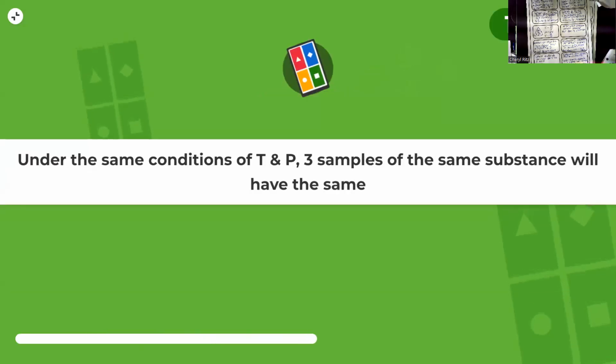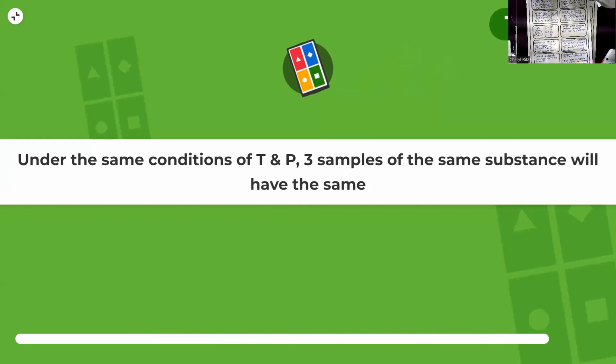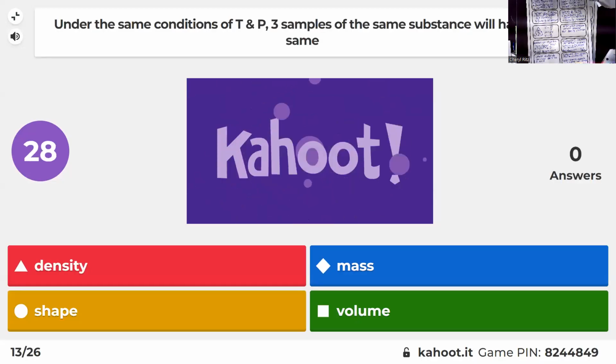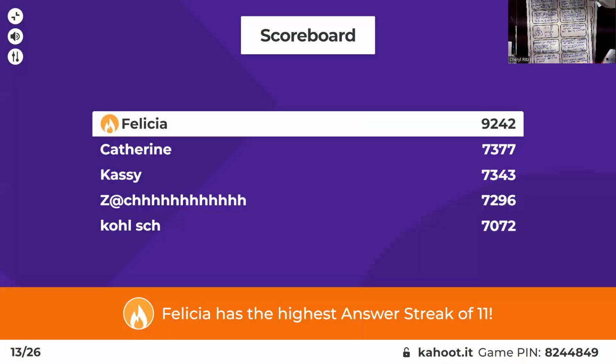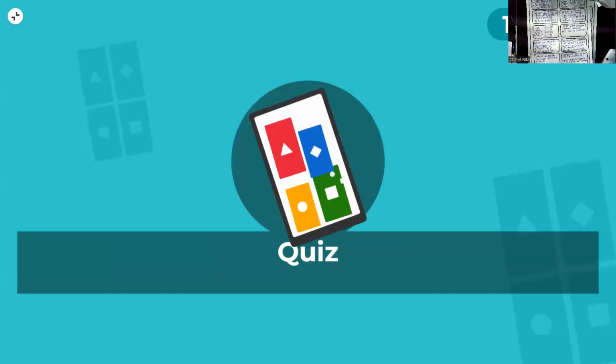Under the same conditions of temperature and pressure, 3 samples of the same substance will have the same. Oh man, you guys, this is definitely on the test tomorrow. All right, let's do one more. That doesn't matter who got it wrong. Just remember, same substance, same density.